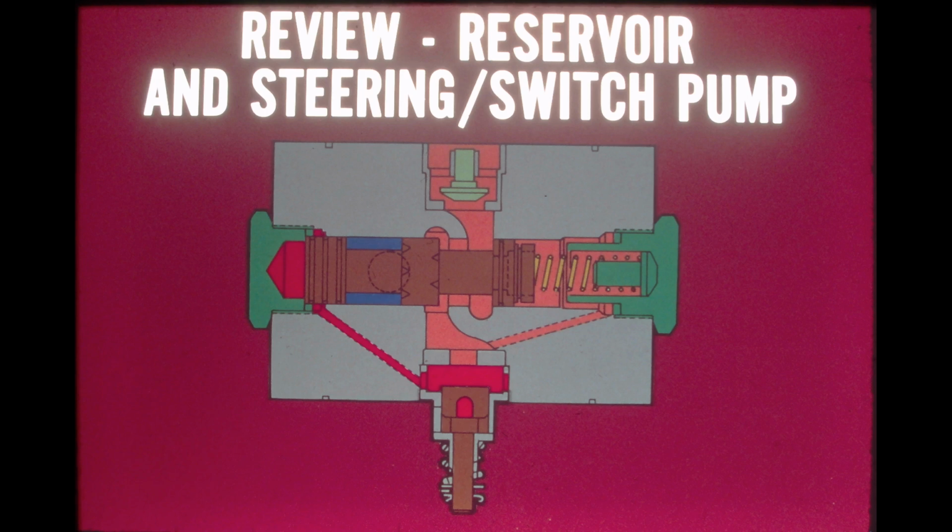The answer to number 1 is false. The filter is located in the reservoir, but it is not under the filler cap. Number 2 is false. The diverter valve shifts the switch pump flow, not the steering pump flow. Number 3 is true. Switch pump flow is directed to the steering system, not the loader system, at low engine speeds.